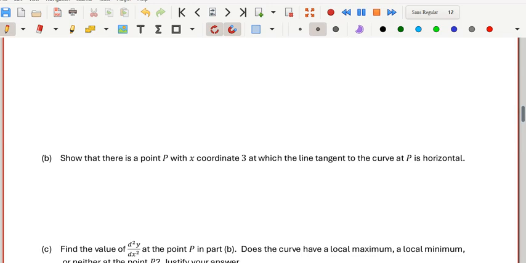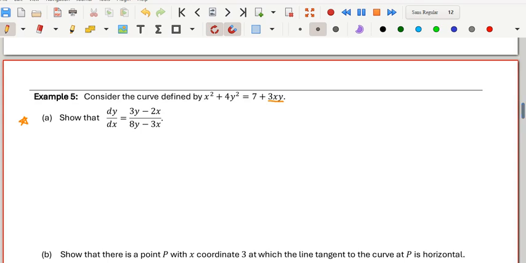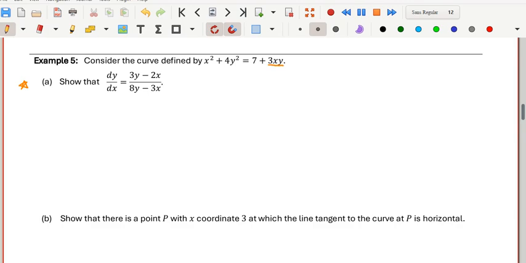Letter B says show that there is a point with x coordinate 3 at which the line tangent to the curve P is horizontal. There are 2 starting points where you can work with this one. You could start with the derivative, or you could start with the function itself. I think it's easier to start with the derivative. If I have a horizontal tangent line at x equals 3, I can plug 3 in for x and figure out the y value that I need. Because if this is a horizontal tangent line, this numerator needs to be 0, right?